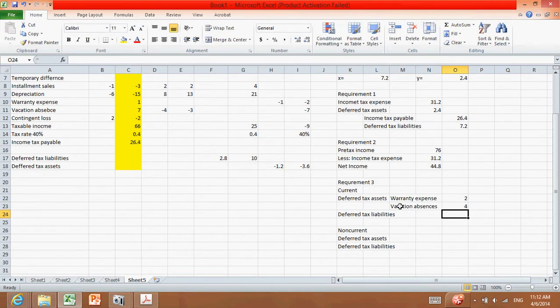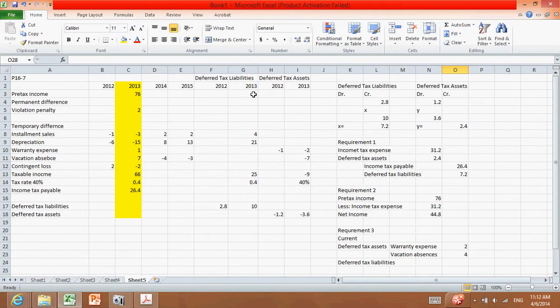Liabilities, $4 million of installment sales, $2 million will be realized in the coming year, and the other 2 will be realized later than 1 year. So $2 million is current liabilities. Installment sales, $2 million. And non-current liabilities, I have installment sales of $2 million.